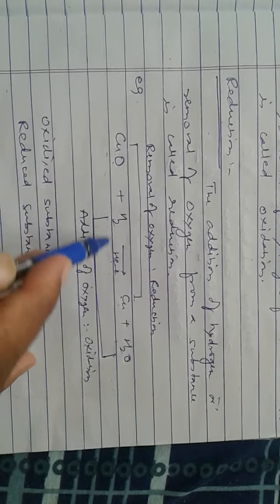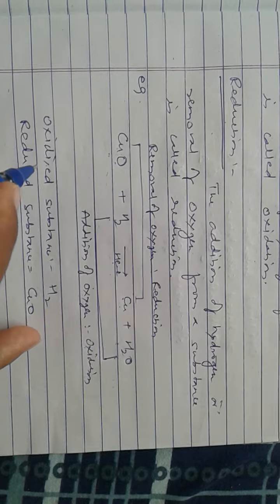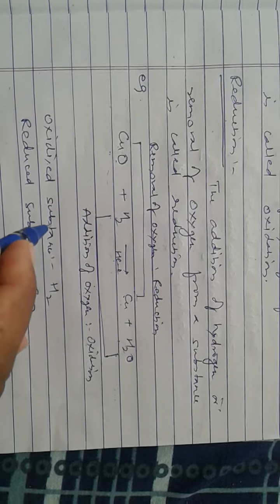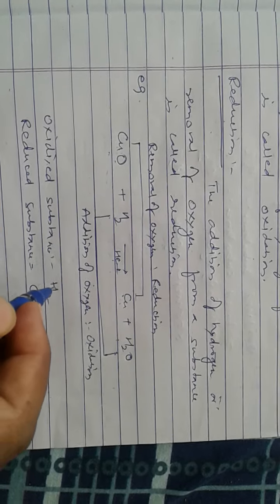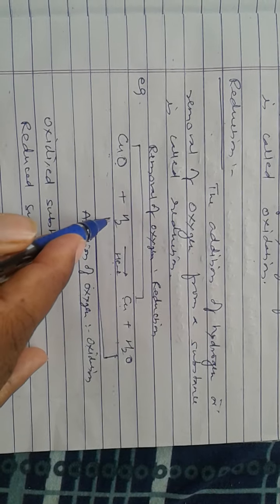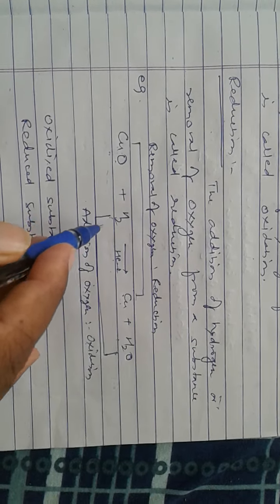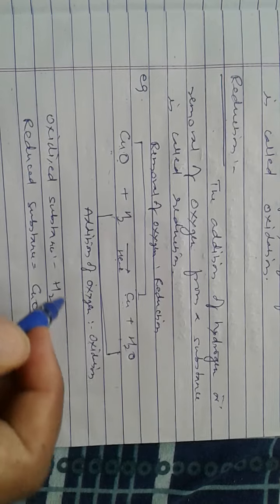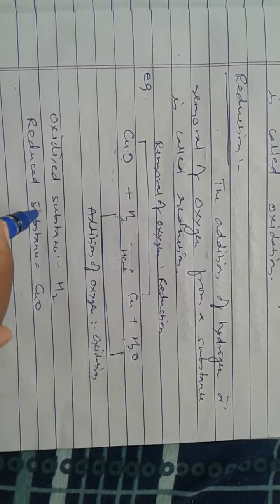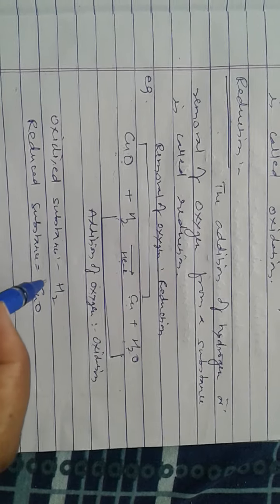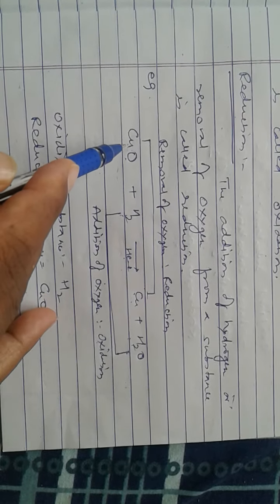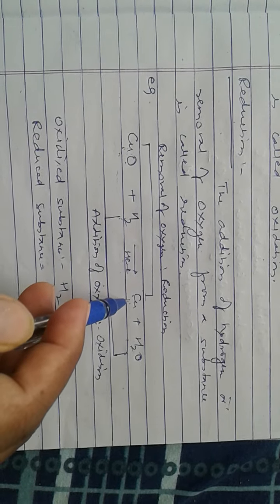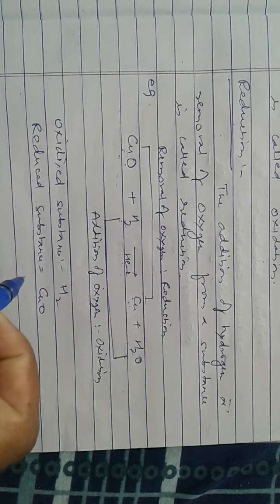On the basis of this reaction, a question may be asked: name the oxidized substance. The oxidized substance is H2 because here oxygen is added. H2 gets oxygen and is converted into H2O. So the oxidized substance is H2. Reduced substance: the reduced substance is CuO because here oxygen is removed from CuO. It is converted into copper. This is the reduced substance.